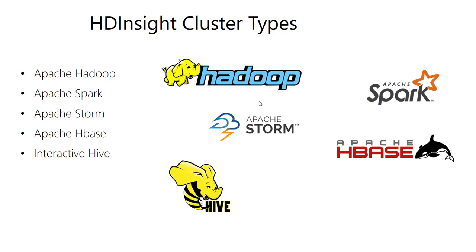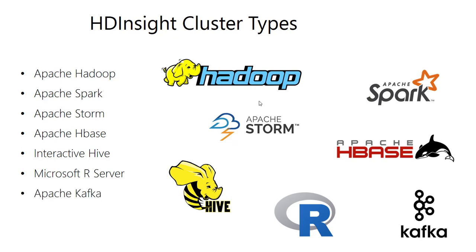We have another type called Interactive Hive that has only Hive services. This uses in-memory caching for running interactive queries against Hive tables. If you want to use R libraries, you can configure your cluster as Microsoft R Server. If you have a requirement for handling a large number of events, billions of events per second, Kafka is the best. It is also available as a cluster type in HDInsight. Remember, Interactive Hive and Kafka are not fully released yet. They are under limited public preview, but you can try and see.